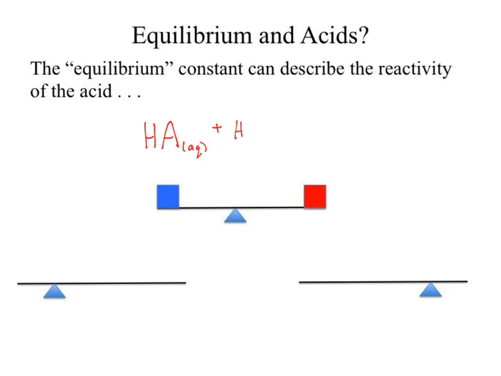If I add this to water, this would react to produce, what would our product be? If HA is an acid, what would our products be? Water is not going to be an answer. I said this is an acid. What do acids do? Corrode.